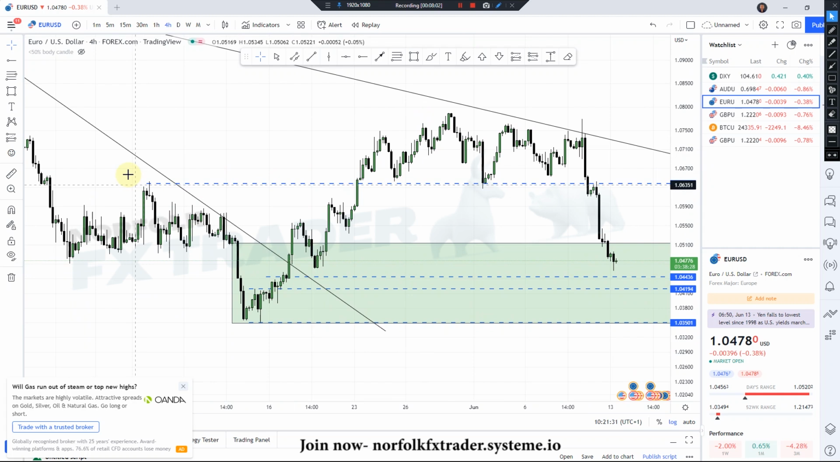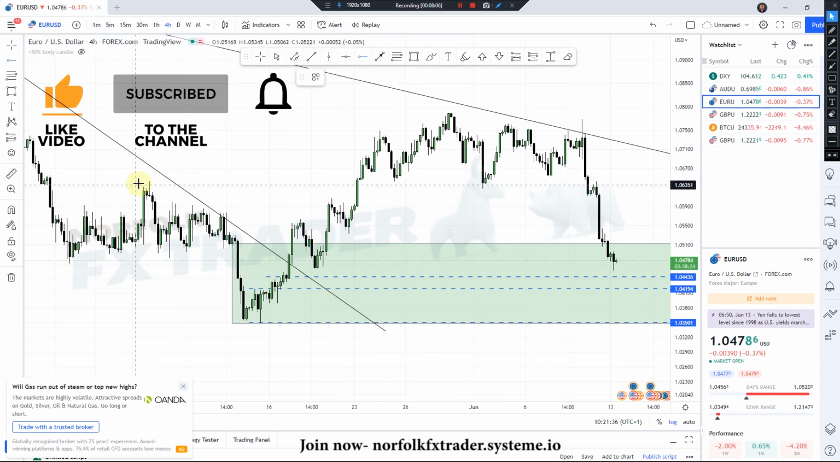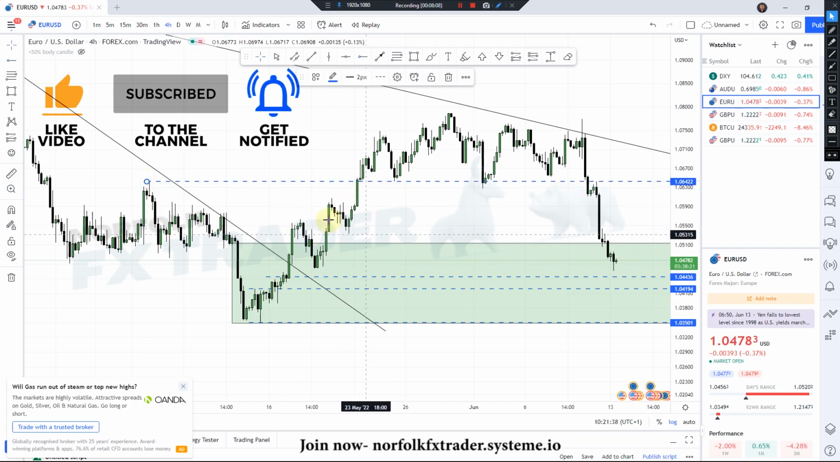So what we're looking at is to remove this previous line. That's the area of market structure. Let me just put that back actually. So this was your area where we see the break of market structure.